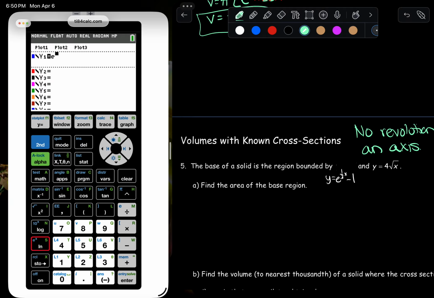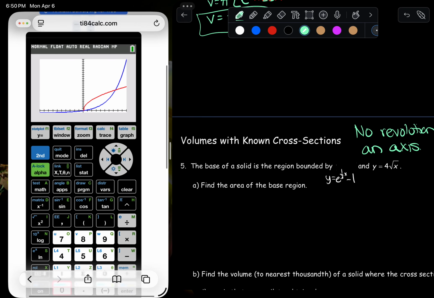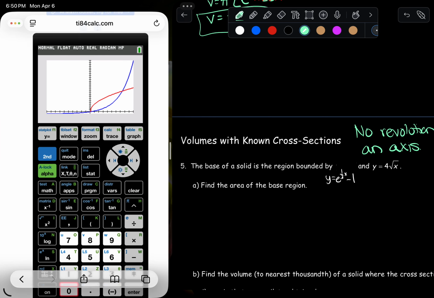Y1 will be second e, we will have 1/3 x, all minus 1. Y sub 2 will be 4 square root of x. So again, I'm going to go to zoom 0, which is zoom fit. See what I get. Okay, so it kind of worked out. The whole thing is in the screen, so I'm going to go ahead and keep it like this.